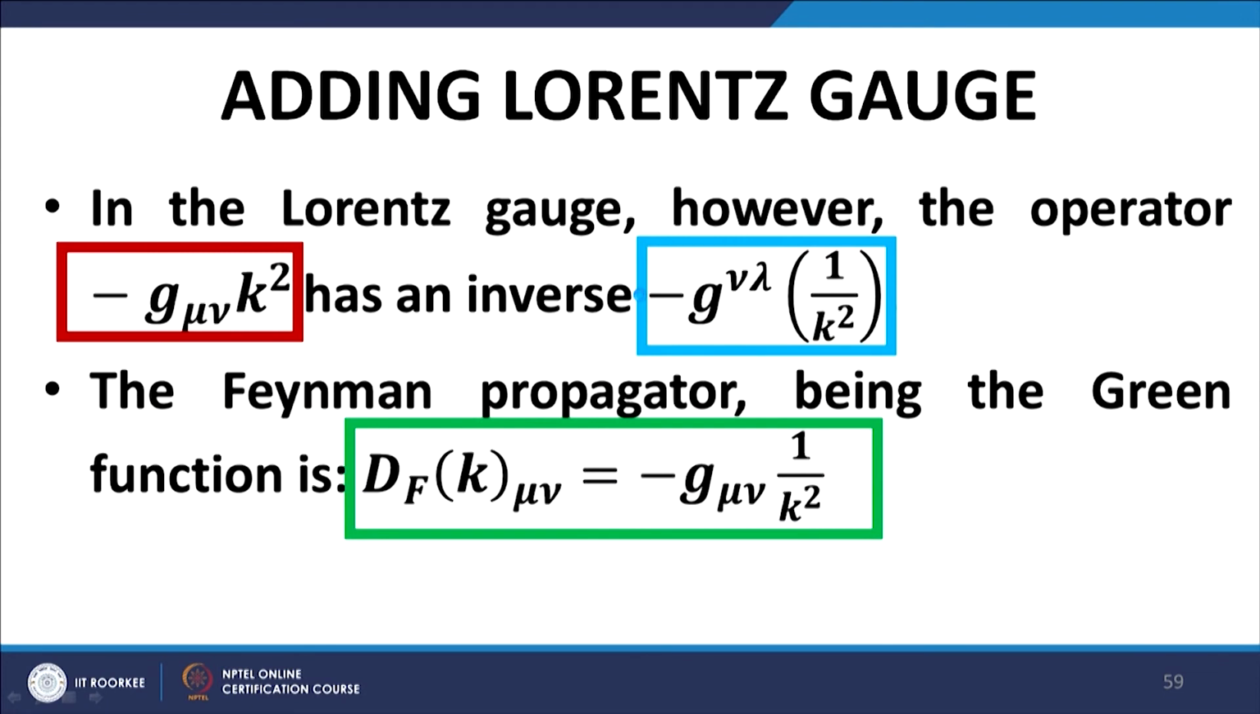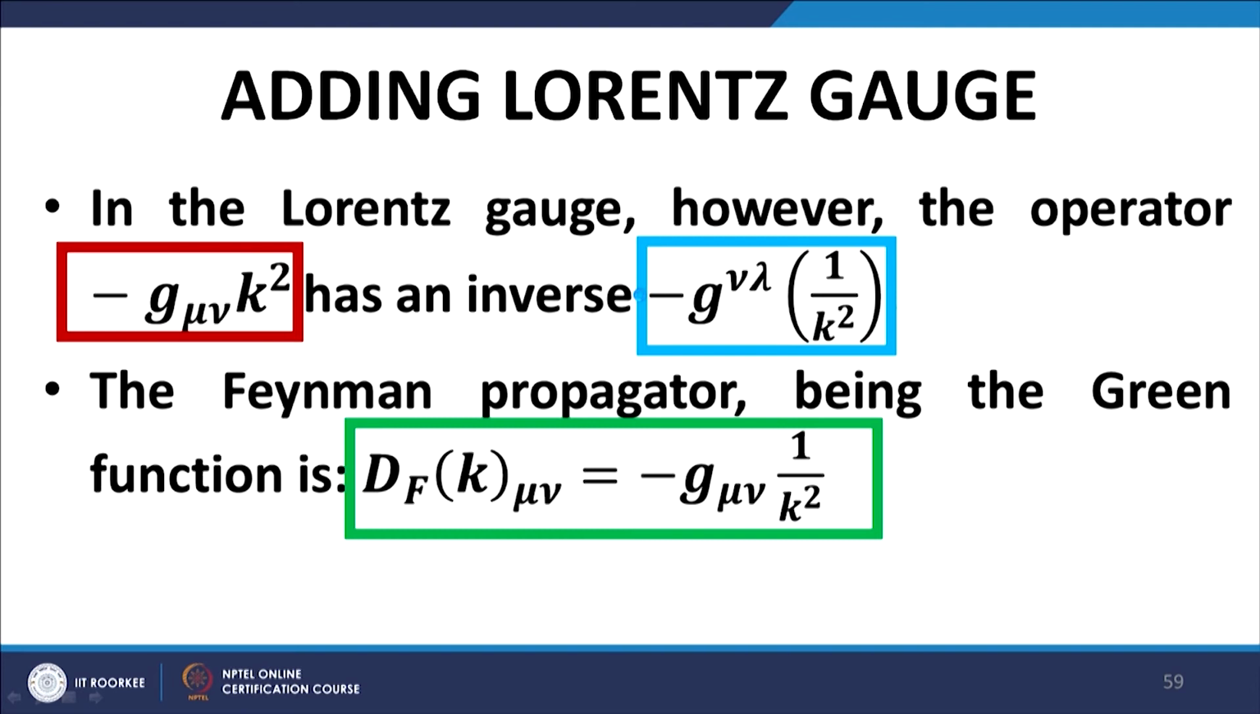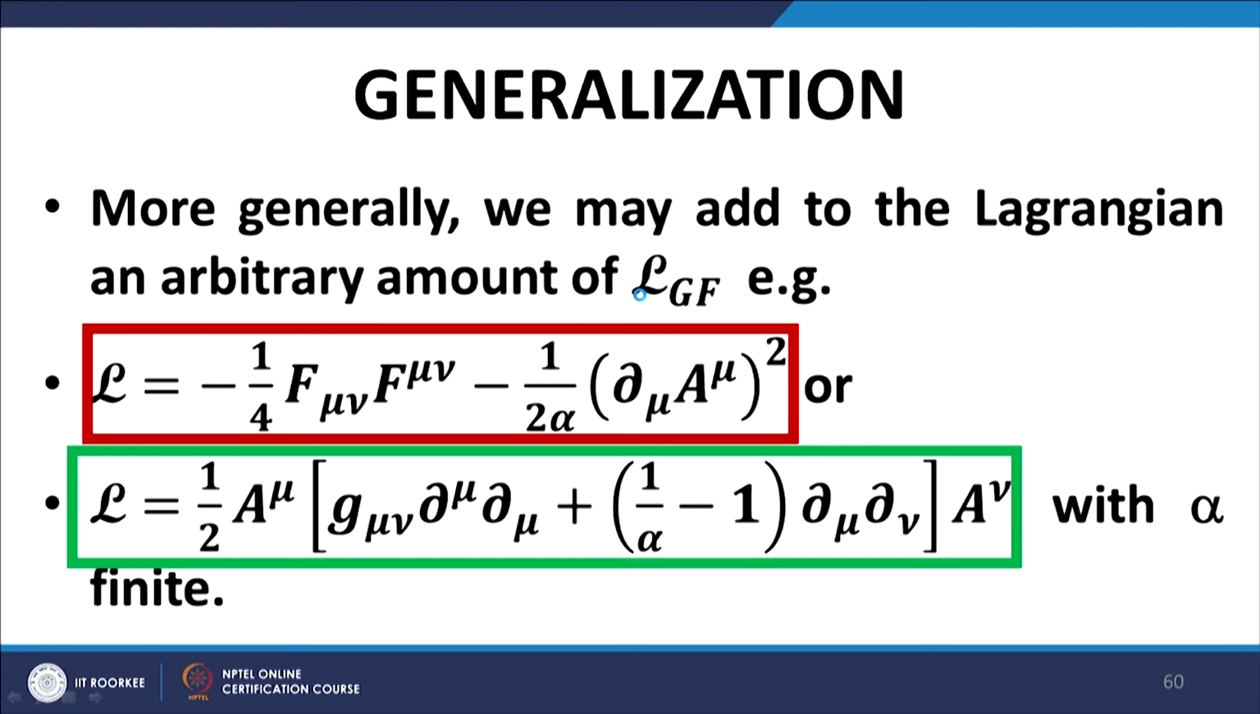In the Lorentz case, however, consider the operator minus g mu nu k square, that is the first term. If you eliminate the second term by introducing the Lorentz gauge, the first term has the inverse given in the blue box, and the Feynman propagator, being the Green function, is represented by the expression given in the green box here. Of course, we can generalize what we have done earlier. We may add to the Lagrangian an arbitrary amount of the gauge fixing Lagrangian.